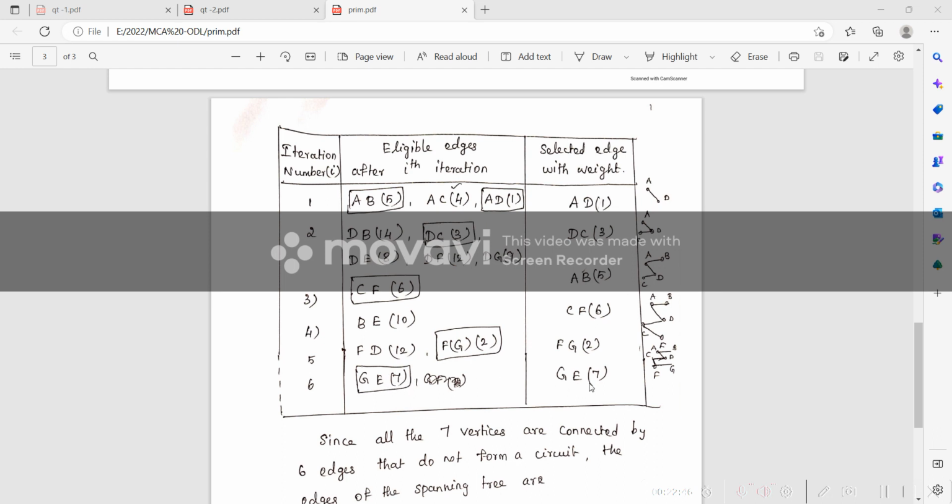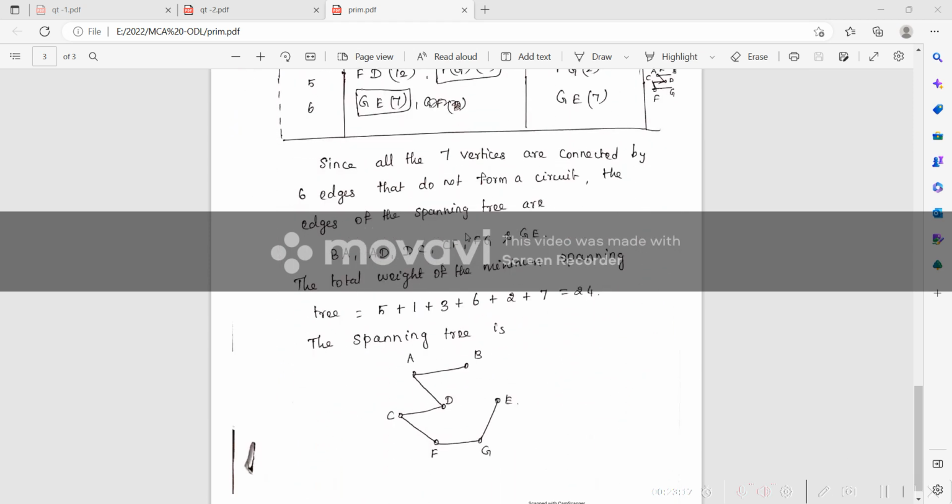So we selected GE. So from this G we are going to introduce one new vertex, namely E, and that one is joined by GE. So totally 1, 2, 3, 4, 5 and now one more we are going to introduce. So 6. So 7 vertices are there and 6 edges we constructed. So this is our spanning tree.